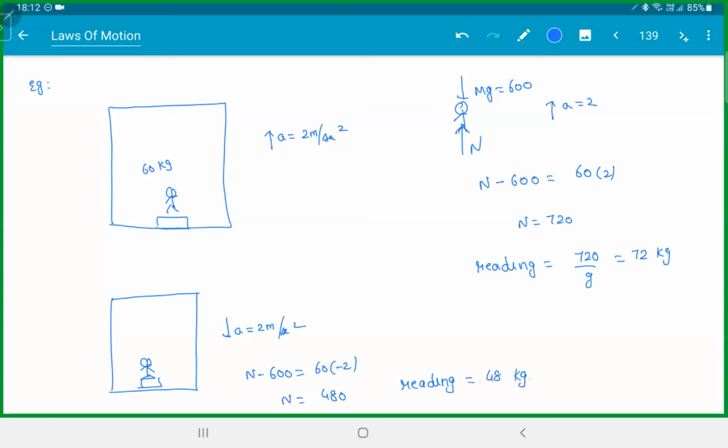So this is the fastest way to lose weight, right? You need to lose weight very fast, you just get into a lift and accelerate it downward. But it is a temporary weight loss program. But works. Are you getting this? Can you see the mass is 60, but your reading is something else? So this is what a weighing machine does. It measures normal reaction divided by g.